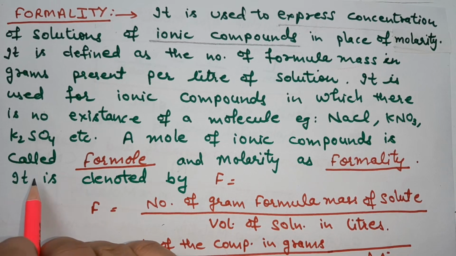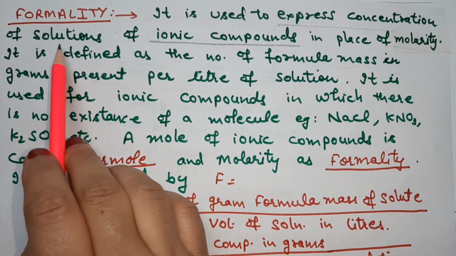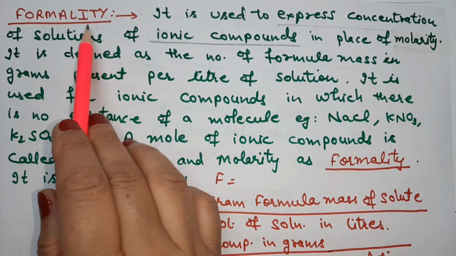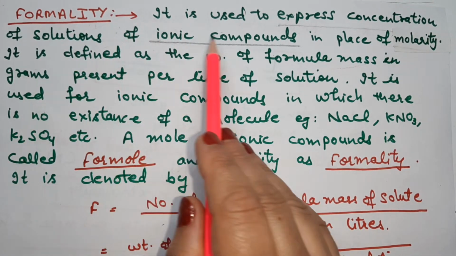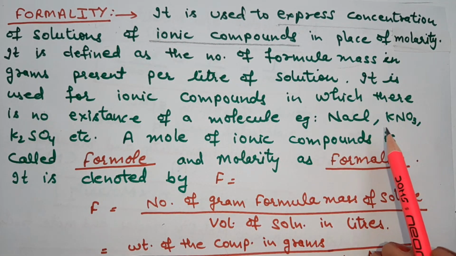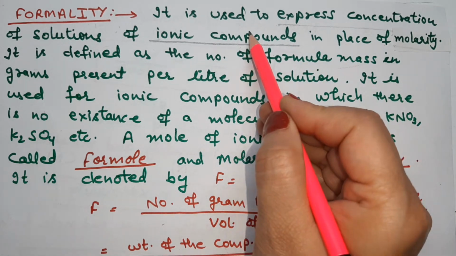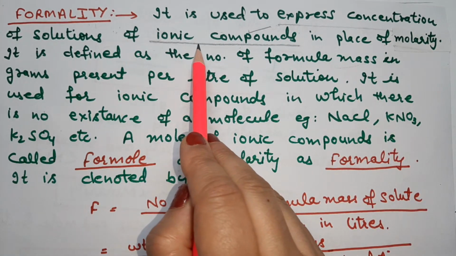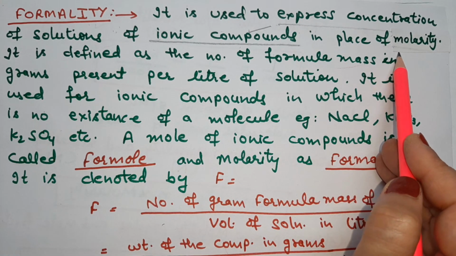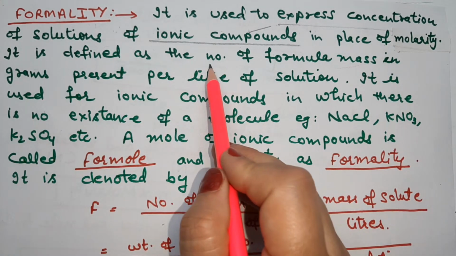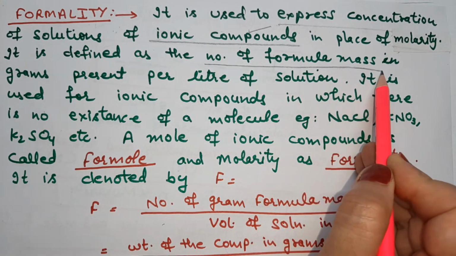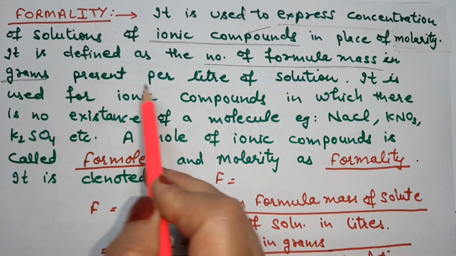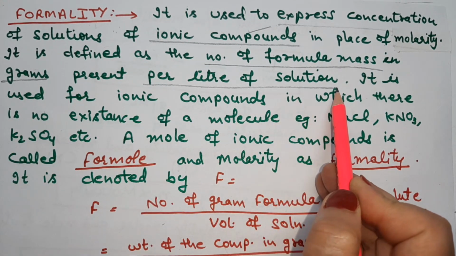Friends, welcome back. In this video, let us talk about the term formality. It is again one of the methods to express the concentration of solutions, but in case of ionic compounds. This term is used in case of ionic compounds in place of molarity. It is defined as the number of formula mass in grams present per liter of the solution.